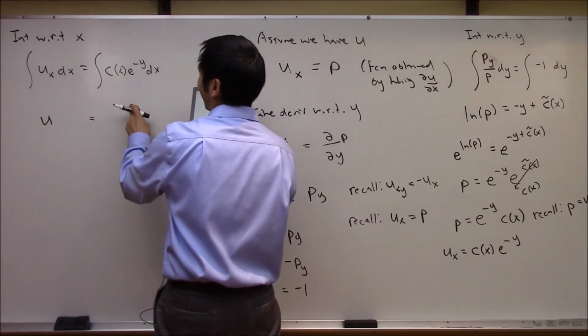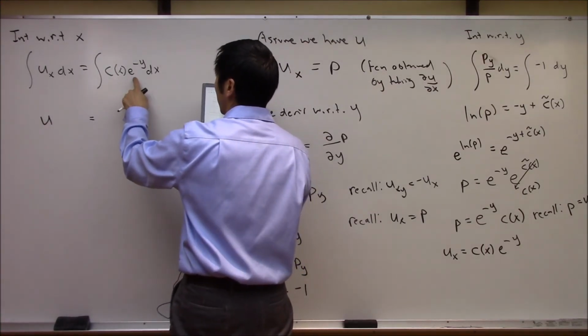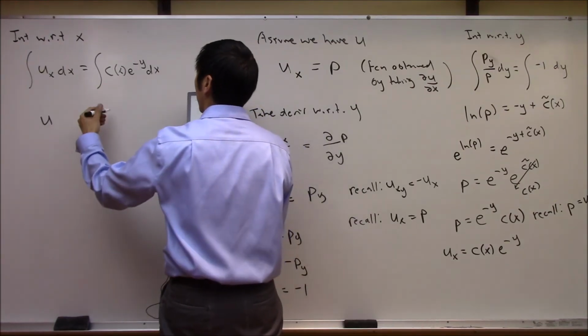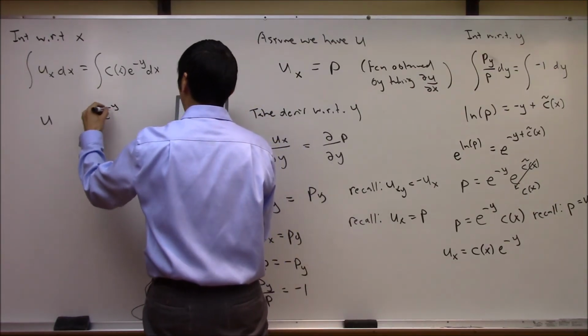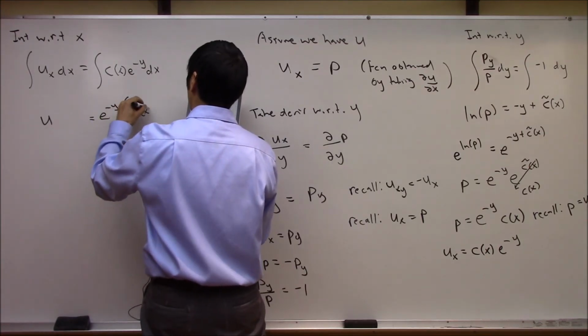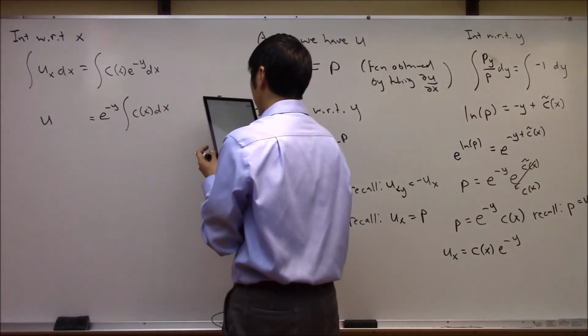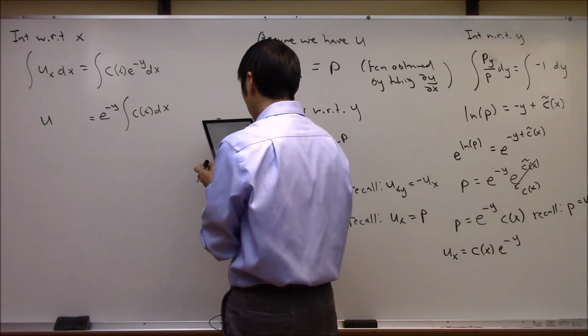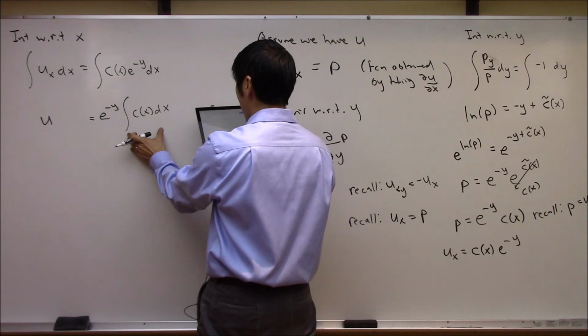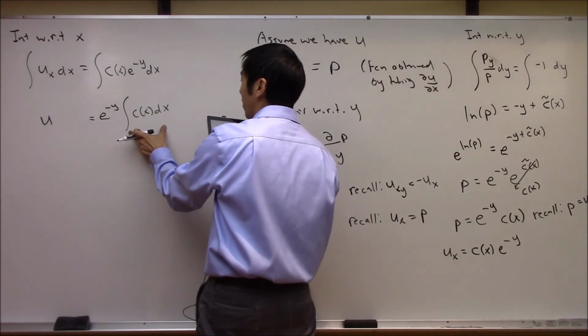Now, the right-hand side, let's take a look at this a little bit. e to the y, luckily that is not a function of x here, so I can pull that out of the integral, right? So let's get e to the negative y outside here. And now we end up with the integral of c of x dx, right? Okay, perfect.